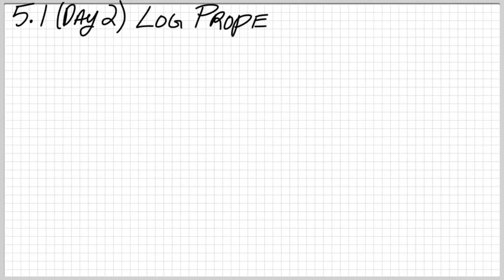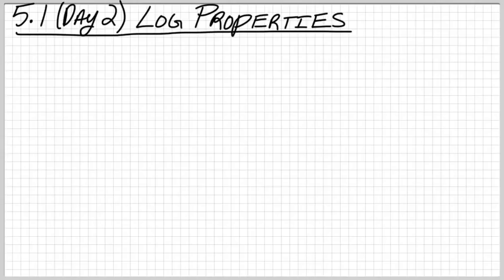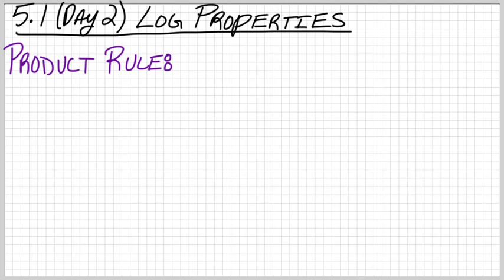5.1, day 2, talking about log properties. The first log property, we're going to call it the product rule.